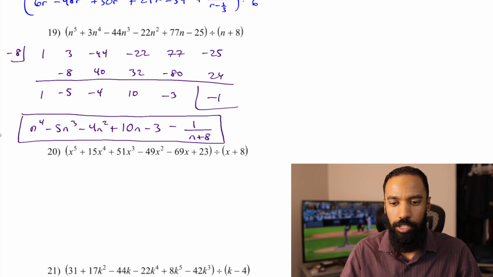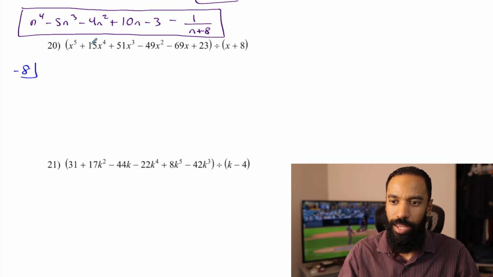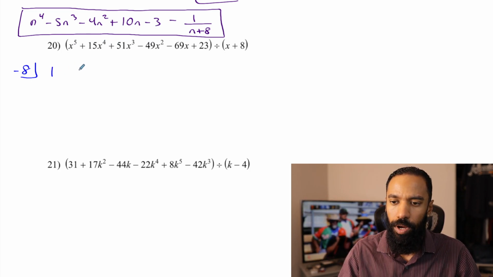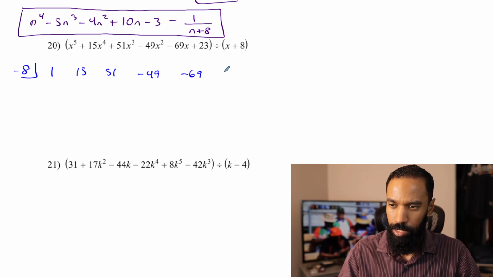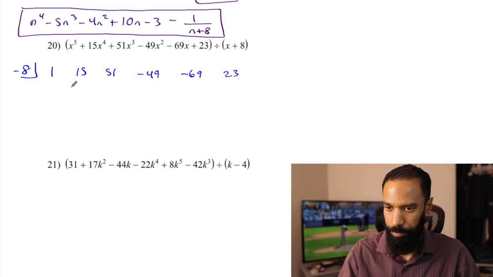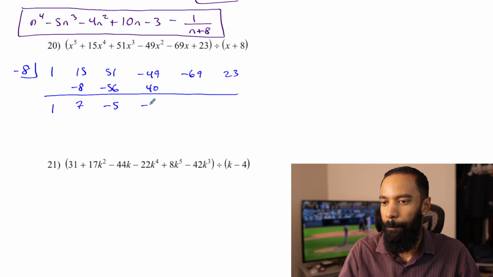Yeah, I'm going to kind of go fast the rest of the way. Got another -8 root on number 20. -8 root there. Let's line these up. They're in standard form. 1, 15, x to the 4th, and then 51x cubed, 49x squared, 69 plus 23. Ooh, not much room. 1, -8, 7, -56, -5, 40, -9, 72, 3, -24, -1.